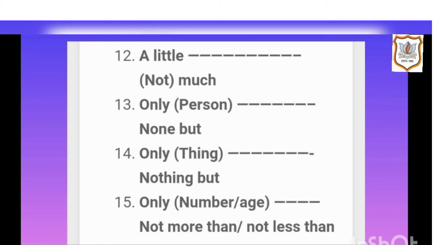The next rule is only. When the word only is given in an affirmative sentence for a number or age, we will change it to not more than or not less than in a negative sentence. For example, Amit is only 16 years old. So we will change it: Amit is not less than 16 years old.